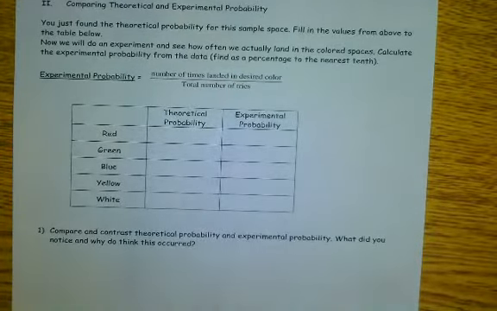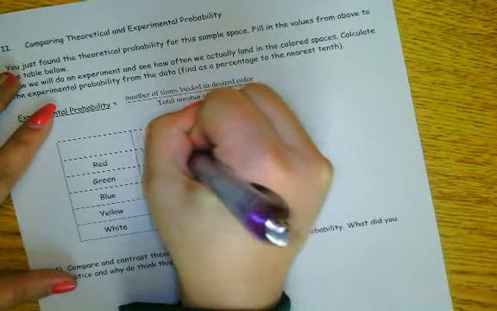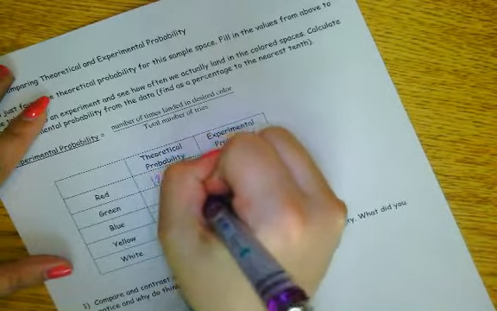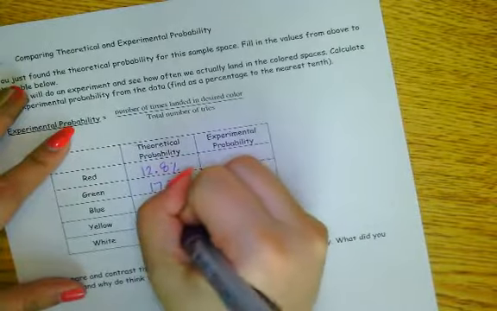Alright, so we have this table comparing theoretical and experimental probability. You just found the theoretical probability for this sample space. Fill in the values from above to the table below. Okay, so flip it over. Your red percentage was 12.8. Your green was 17.5. Blue is 9. Yellow is 12.8. And white is 47.9.